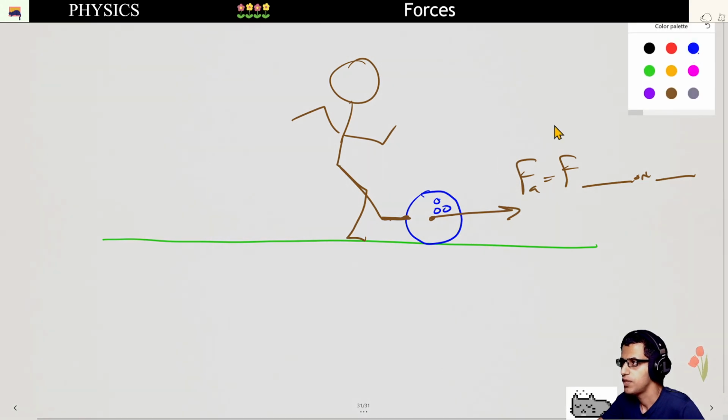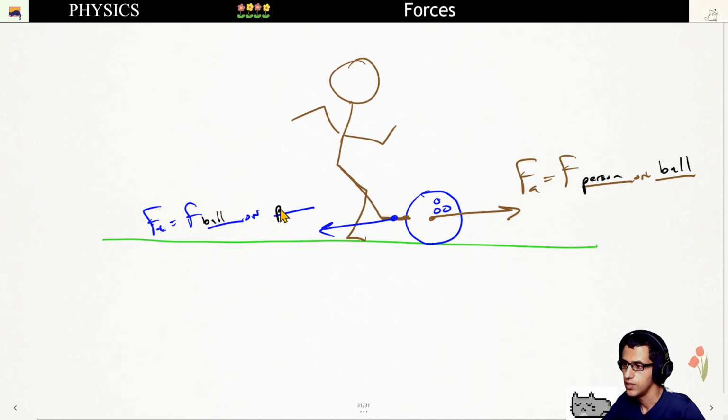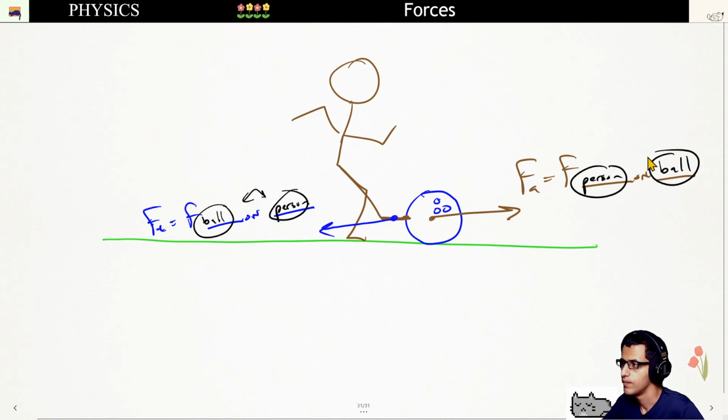Well, then there must be a force on this person's foot in this direction by the bowling ball. It's the force of something on something else. What do we label these as? Well, the force on the bowling ball is the force of the person on ball, and the force on the person's foot is the force of the ball on person. This is another example of third law pairs. So an example of Newton's third law.